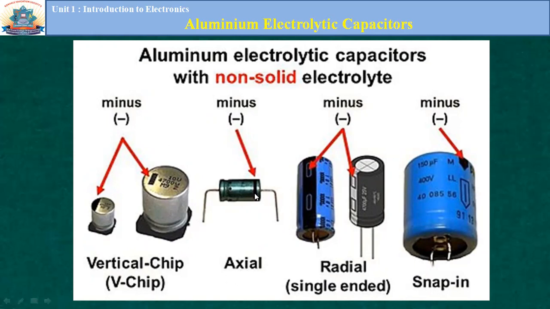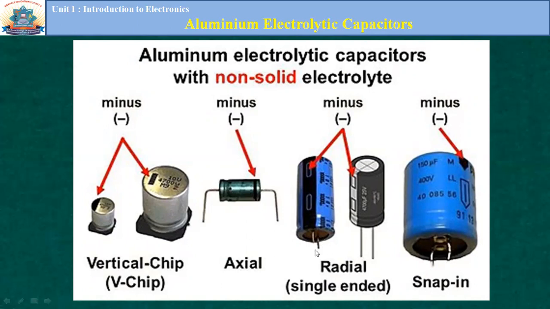We have a polarity because these are polarized capacitors, so the polarity is always mentioned. There is a minus sign here, and this black shaded part on this vertical chip type capacitor with a minus sign indicates that the terminal under it is the negative terminal. This is axial. Axial means the terminals are present along the axis, and here there is a negative marking or dark color marking, which indicates the negative terminal.